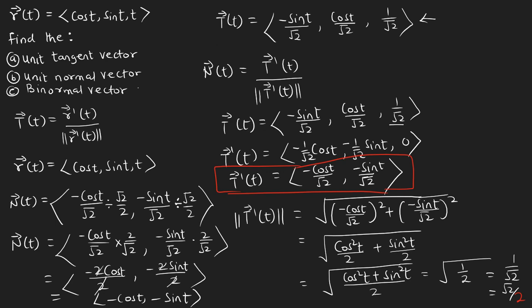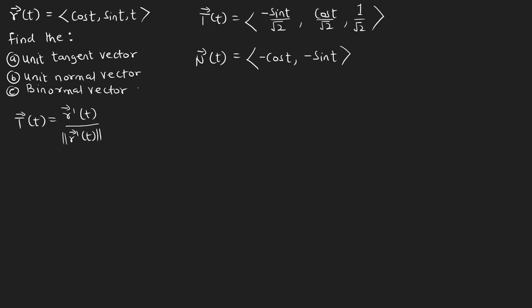Now that you know the unit normal vector and the unit tangent vector, you can go ahead and find the binormal vector. These are the values that we got for the unit tangent vector and the unit normal vector. This is the unit tangent vector and this is the unit normal vector. The binormal vector will be equal to the cross product of these two vectors.